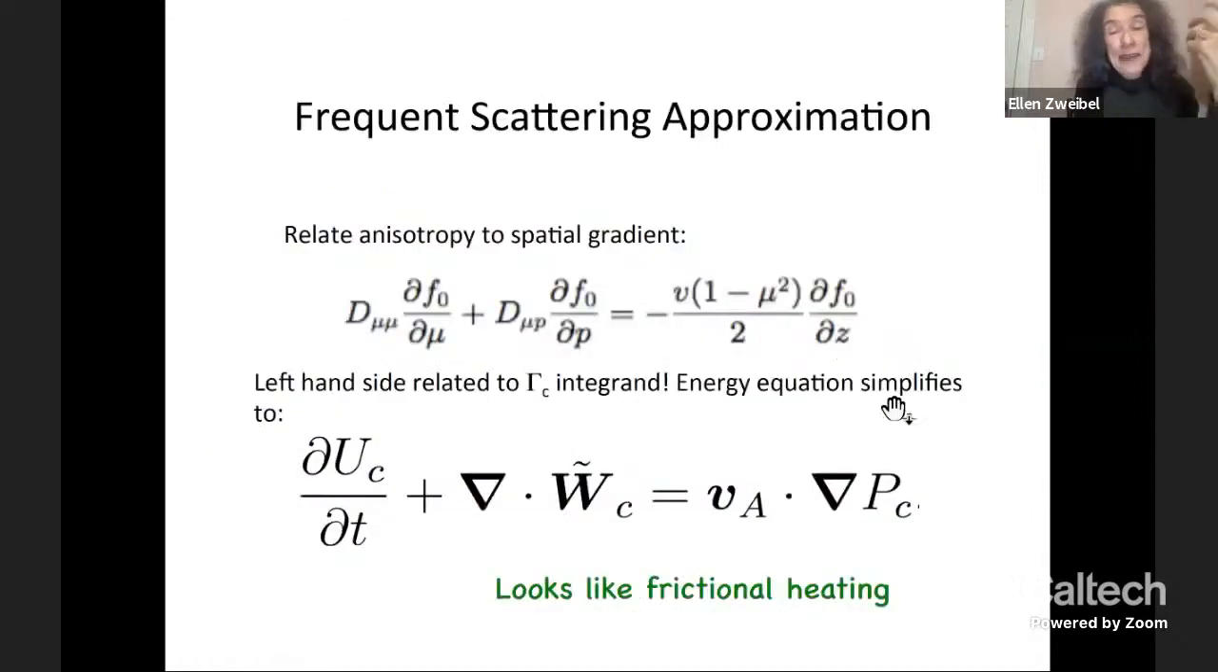But if we make the assumption, which is justified by the observations, that cosmic rays are almost isotropic and have a short scattering mean-free path, we can derive a relationship between the diffusion rate and the cosmic ray gradient. And if we put that into the energy transfer integral, we get this very simple looking expression, which says that the change in cosmic ray energy, other than divergence of energy flux, is this thing that looks here like frictional heating. So as cosmic rays stream down their pressure gradient relative to the gas, they heat it at this rate.